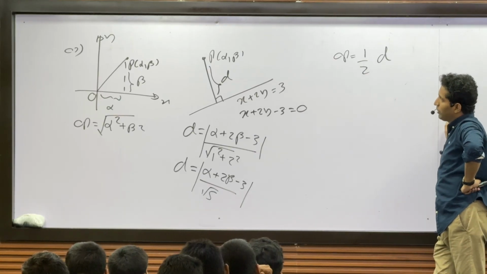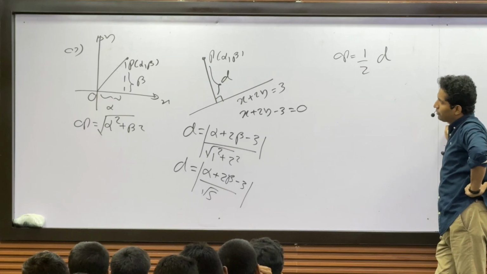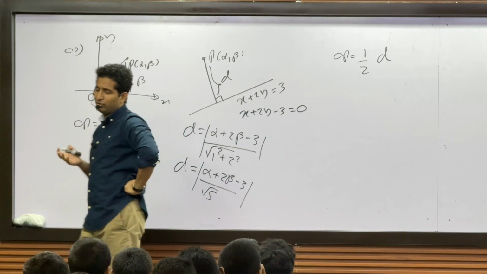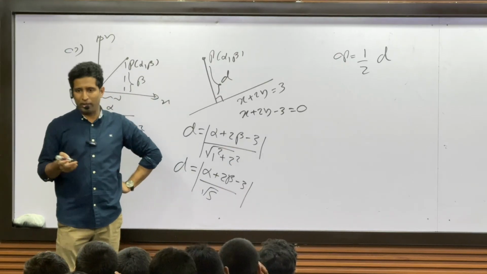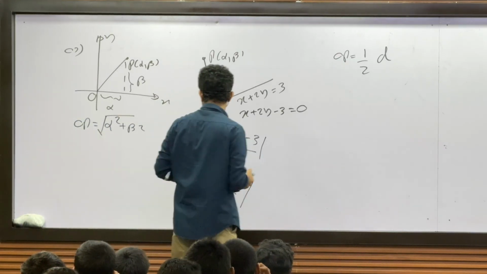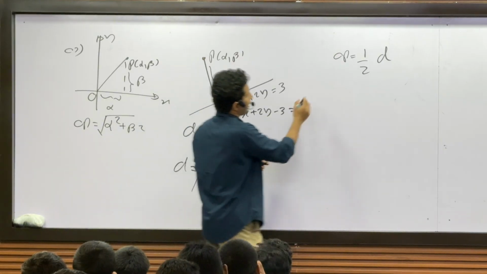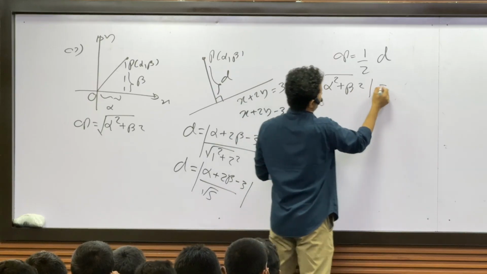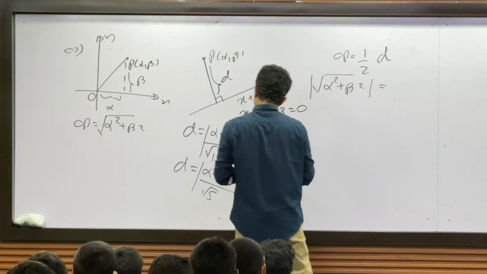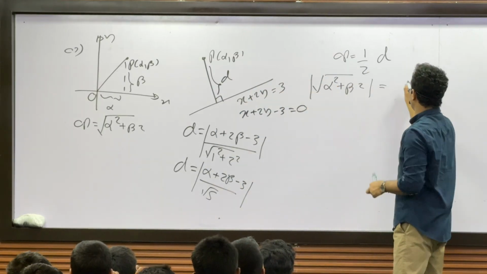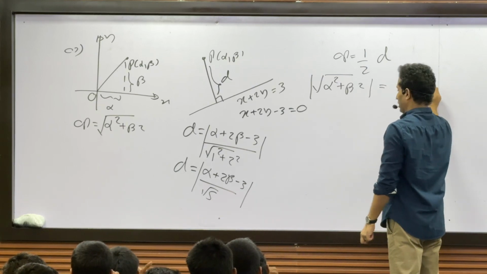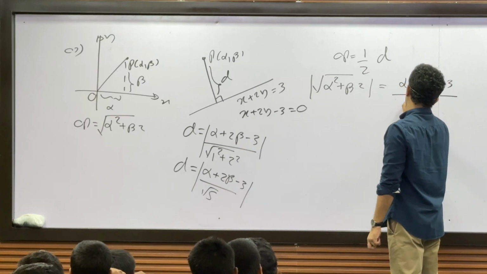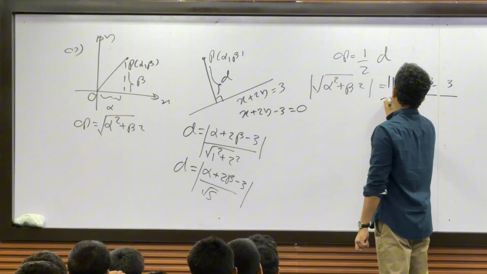Now we need to find the locus of p. Here we have taken p as alpha comma beta. Since they asked for the locus of p, instead of alpha and beta you should put x and y. Now OP equals half times d. We found OP: it was the square root of alpha squared plus beta squared, modulus. Now this equals d over 2, where d was alpha plus 2 beta minus 3 divided by root 5, again half times this one.